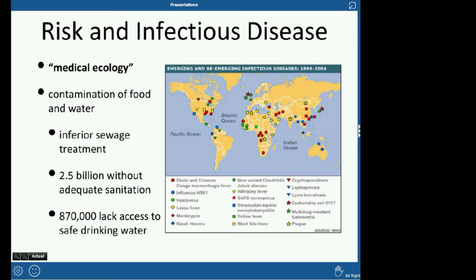So then we can talk about infectious disease, and sometimes they call this medical ecology, how diseases spread and things like that. A lot of times diseases spread when food or water is contaminated. Again, this happens a lot in developing countries because they don't have really good sewage treatment. There are actually 2.5 billion on the planet, probably more than that now, that don't have adequate sanitation. Okay, and then almost 1 million people on the planet don't have access to safe drinking water, right? So these are, again, risks of being poor. If you are relatively rich, you're more likely to have adequate sanitation, drinking water, and that kind of thing.